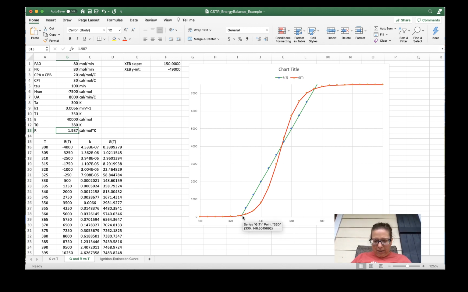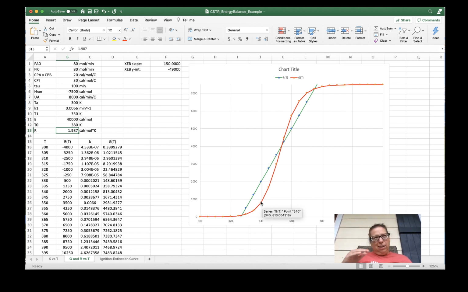So let's pretend that we're sitting at this point. This is where we're operating, and that happens. So the reactor temperature increases a little bit, and we're going to follow this S-curve up to the new temperature. We were originally operating here, at about 325 degrees or something like that, 330. And now the reactor increases to, let's say, 340 degrees.